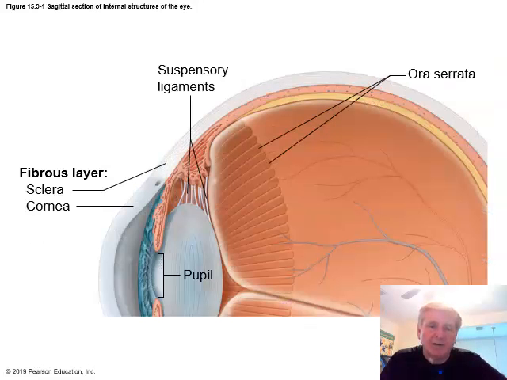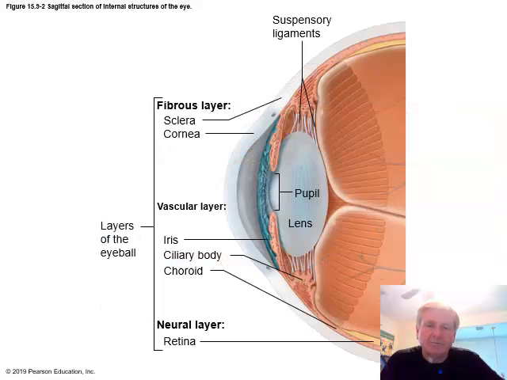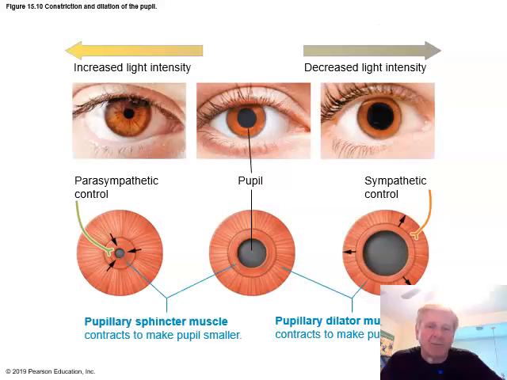So here's another magnified view showing you the fibrous layer with its sclera and cornea, and the vascular layer with the ciliary body and muscle and choroid. And there's that ora serrata again. Okay, and there's just another magnified view showing you the layers of the eyeball.